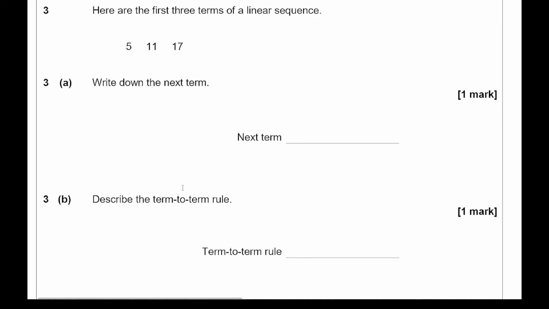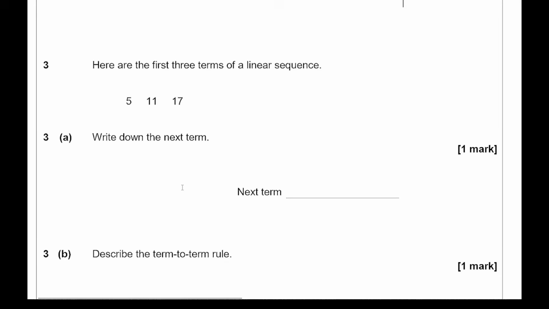Then for question 3, it says here are the first 3 terms of a linear sequence. Write down the next term. Now in a linear sequence, the sequence is increasing or decreasing by the same number. So here we should be able to see that the sequence is going up in 6. So to find the next term, we just need to do 17 plus 6, which gives us an answer of 23. It then says describe the term-to-term rule for 1 mark, and the term-to-term rule is add 6.